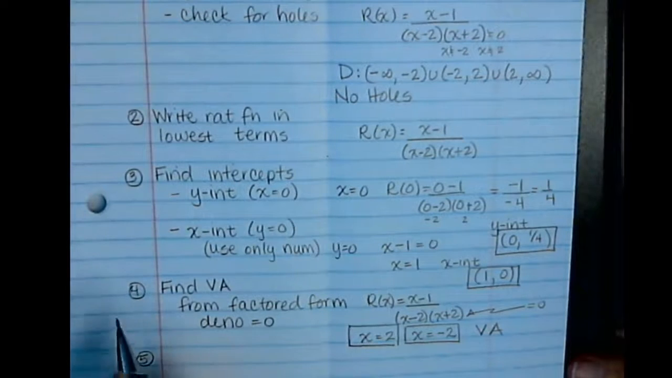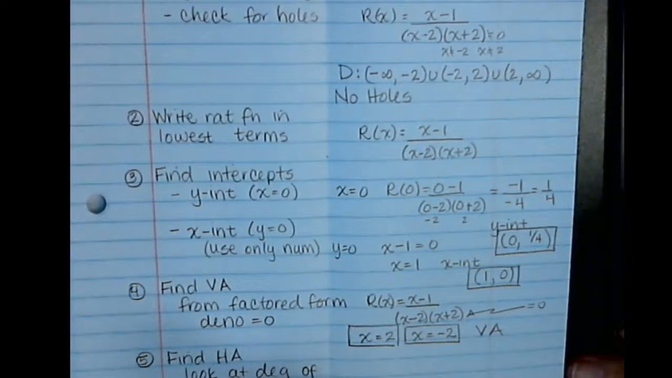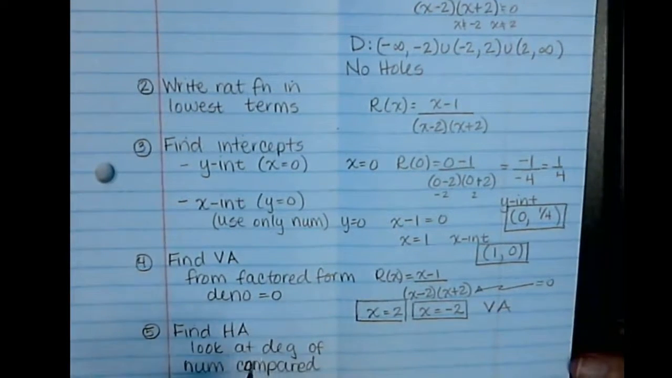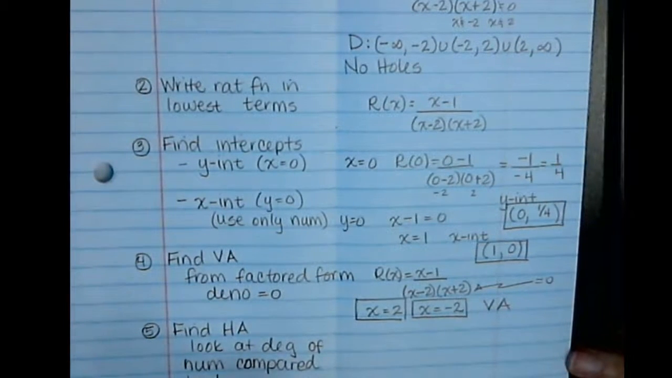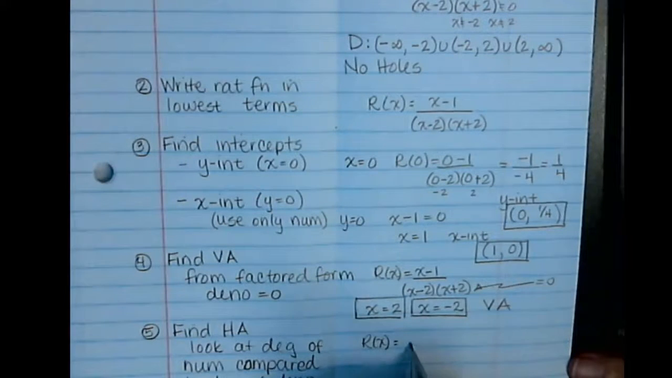Step number 5. Our job is to find horizontal asymptotes. Remember, here we're going to look at the degree of the numerator compared to the degree of the denominator. In our case, we have r of x is equal to x minus 1, so that has a degree of 1, over x minus 2, x plus 2.